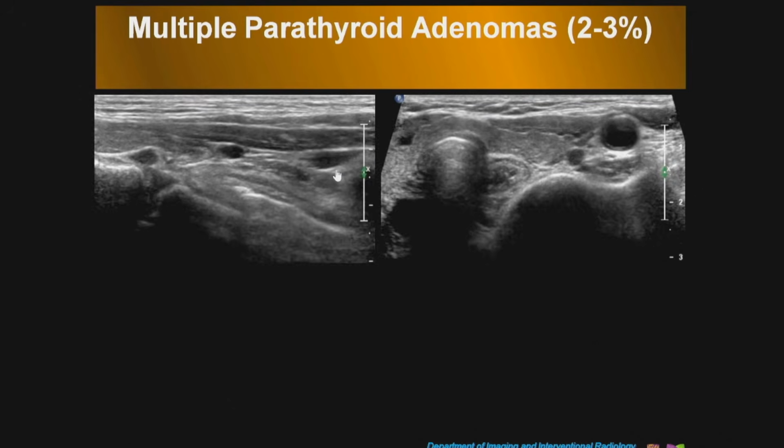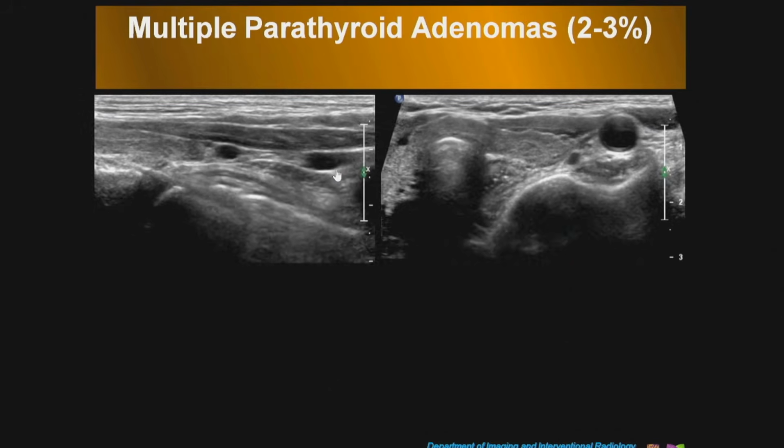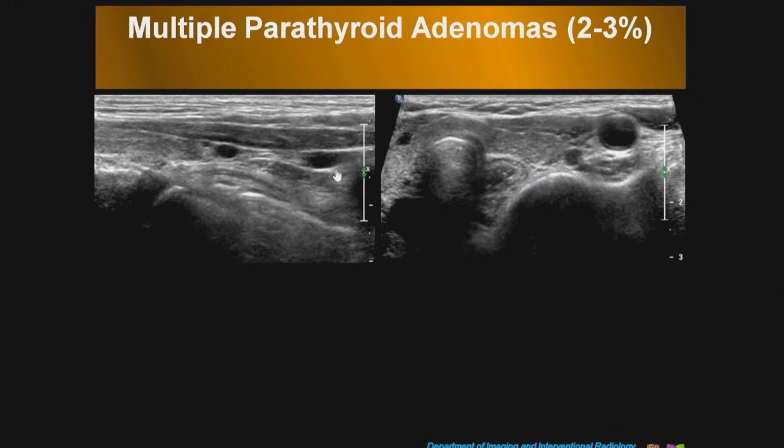If you see one parathyroid, it doesn't mean you stop your search for the others, but it gives you a sense of assurance that because 85% of them are solitary, if I have seen one, at least I have started helping the patient towards their recovery, towards their surgery, and I will search for the other, which is present in 1 to 3% of cases.